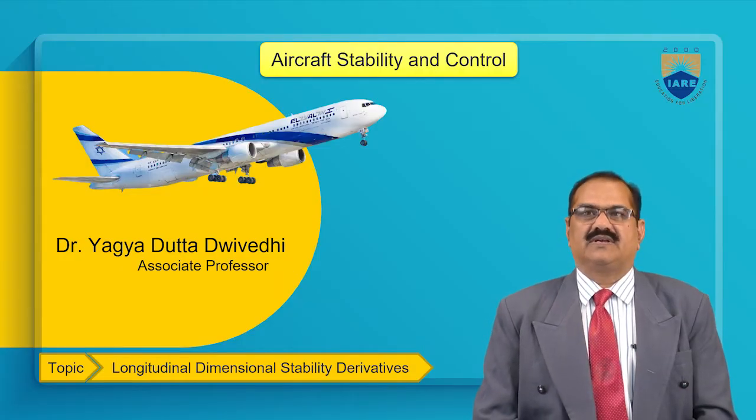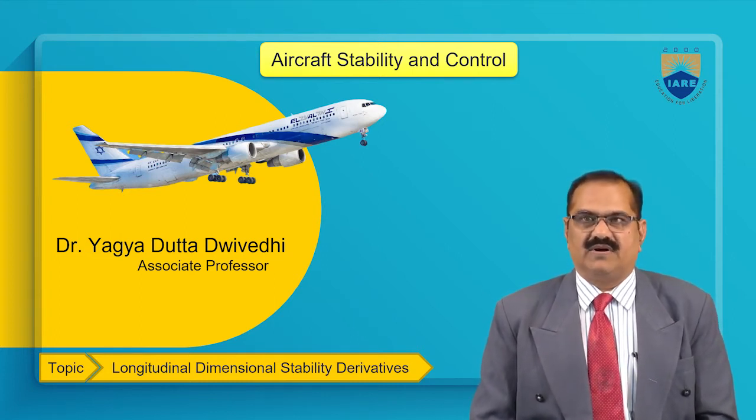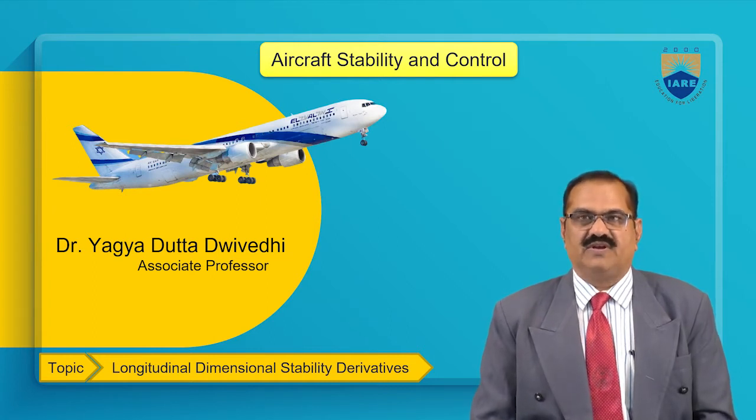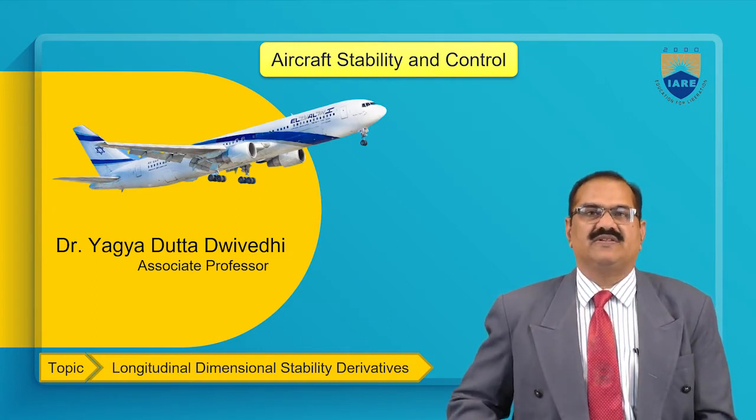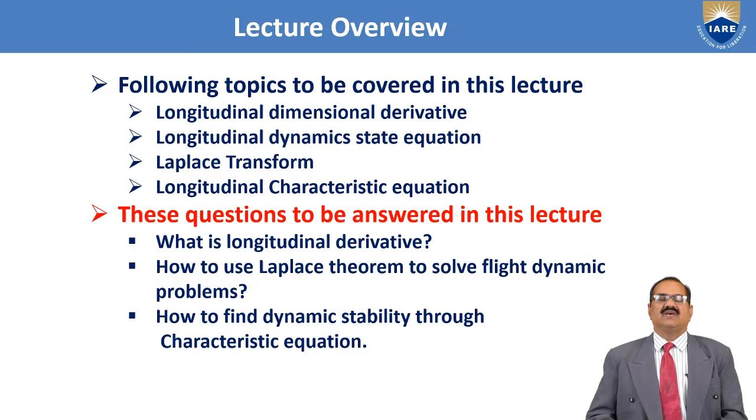Welcome you all here in my lecture number 35, that is longitudinal dimensional stability derivatives. I have covered 34 lessons before, and now I am in the process of the next lesson. In this lecture, I am going to cover the following topics: longitudinal dimensional derivatives, then longitudinal dynamics state equation, Laplace transform, and longitudinal characteristic equations.